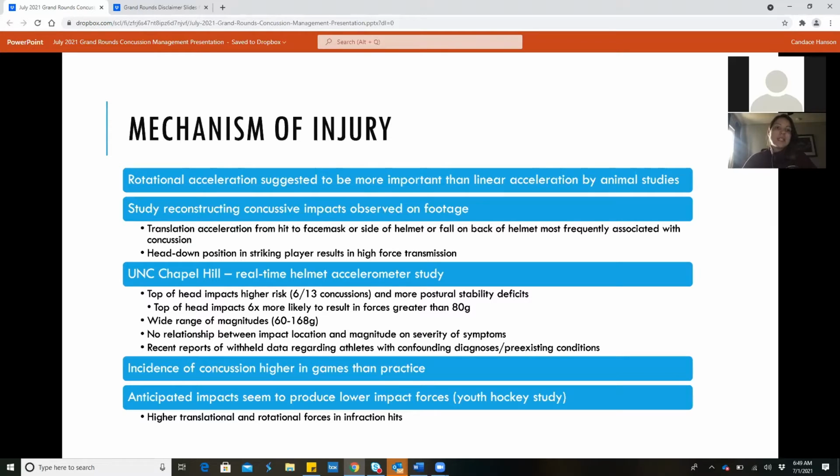The incidence of concussion is definitely seen to be higher in games than in practice, and anticipated impacts seem to produce lower impact forces. This was shown in a youth hockey study. In that same study, there were higher translational and rotational forces in infraction hits, and those hits tend to be hits that players don't see coming. So if you're able to prepare for a force, you might be able to stabilize your head better and reduce some of that force, but we don't completely understand why that data was different. Go ahead, next slide.